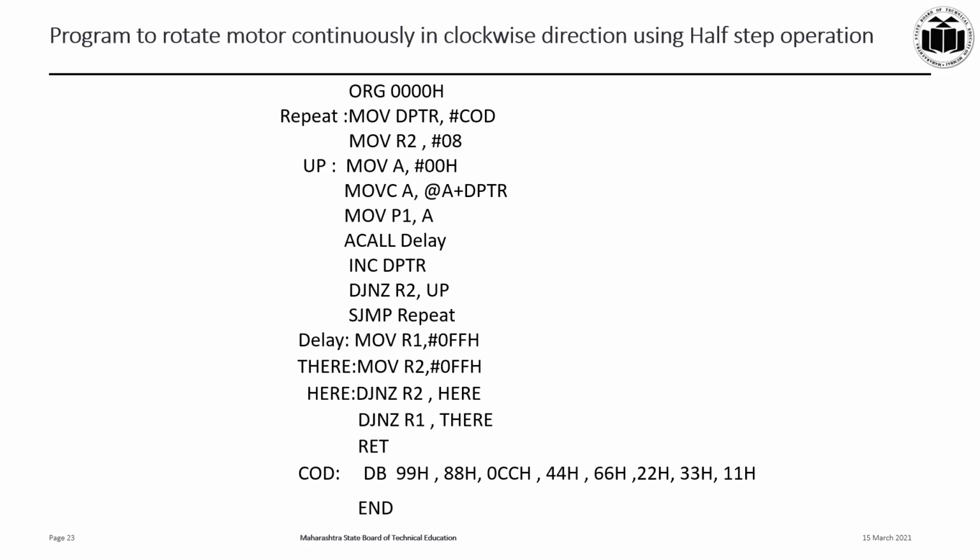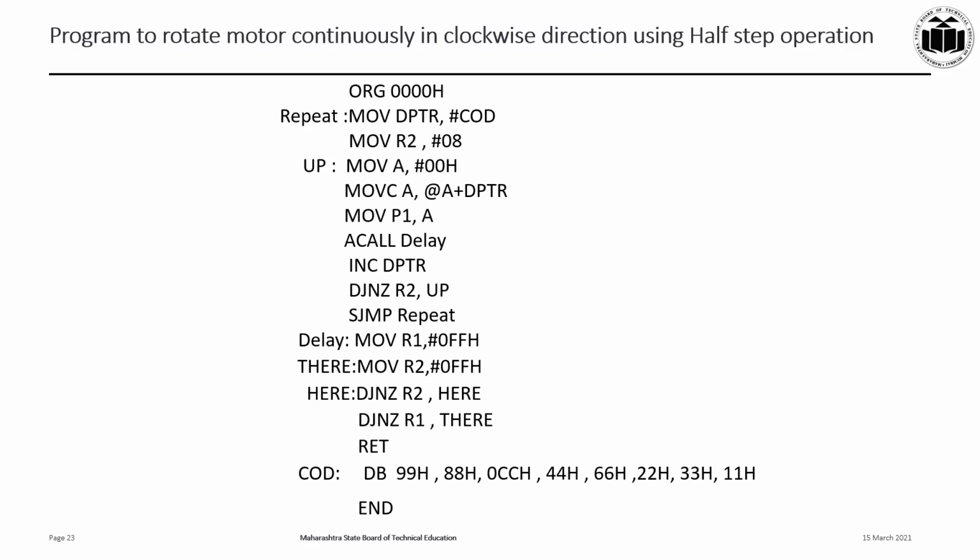MOV A, #00H initializes A with 00H. MOVC A, @A+DPTR moves the content of the memory address pointed to by A plus DPTR. So right now DPTR contains the address of the first code 99H. A is 00H, so the address formed is the address of 99H. So the 99H code is moved to register A. MOVC is used because the data is moved from code memory.